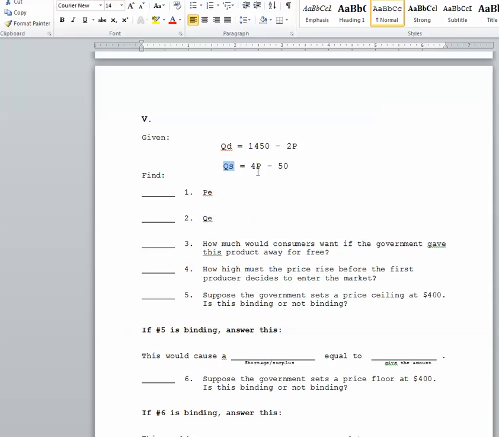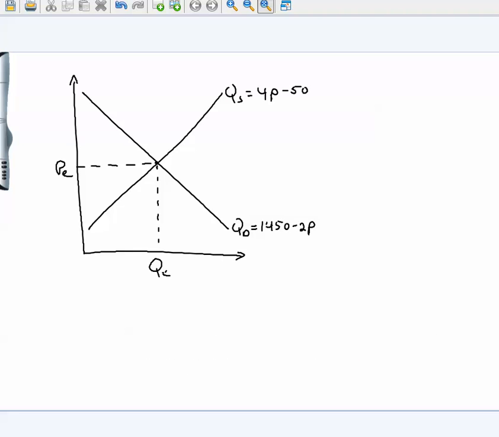market. Then question number 5 is about a price ceiling, and question 6 is the same question over again, except now it's a price floor. Alright, so let's try these. Now I've set them up on a whiteboard. Let me see if I can get that for you. I think this is it. Yeah, here we are. Alright, let's work them out.